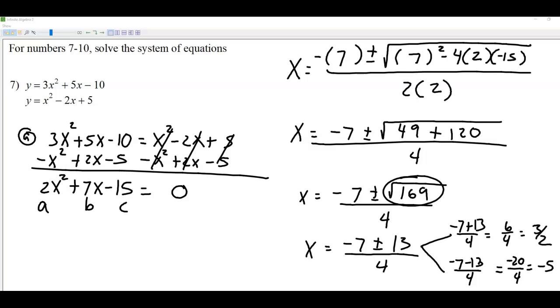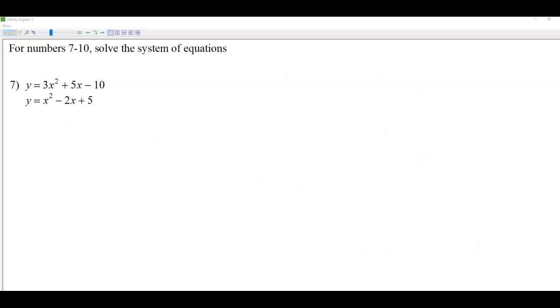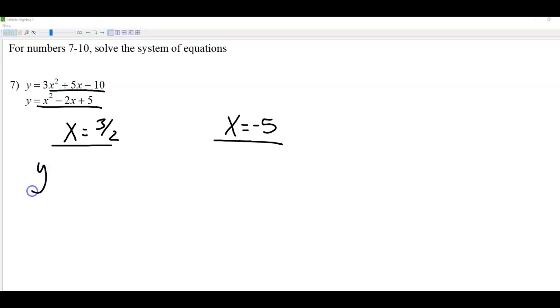So there's that, but we're still not done, remember. That's only the x values. So I have two x values. I got x equals 3/2, and I also got x equals -5. So to find the y values that go with them, we're going to plug these x values into one of the equations. It doesn't matter which one you pick. I'm going to go with the bottom one because it looks easier.